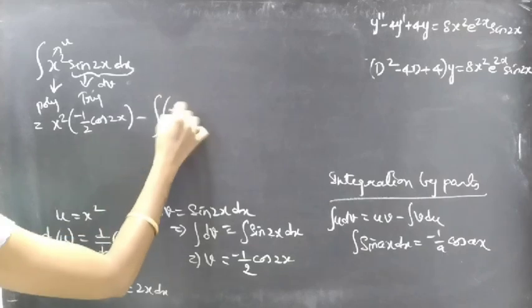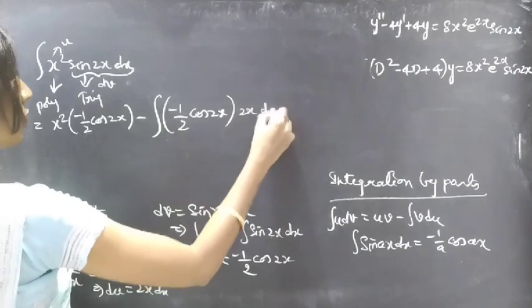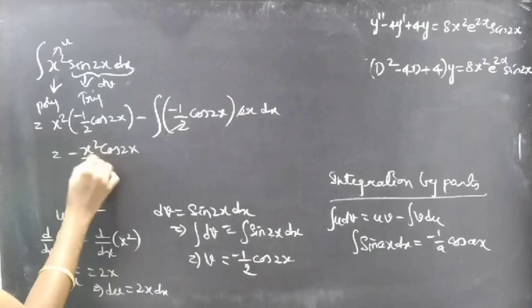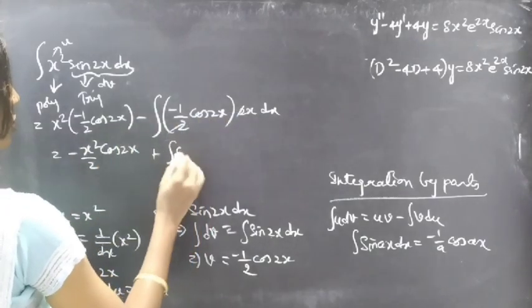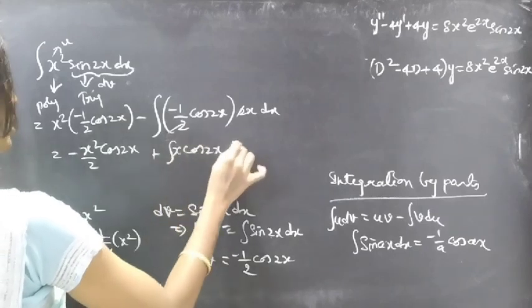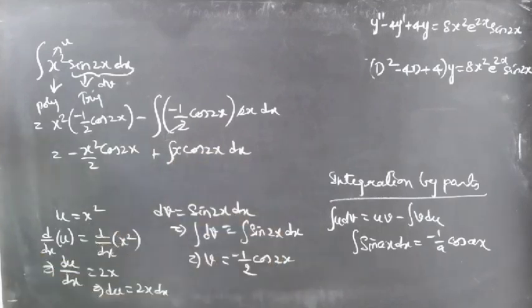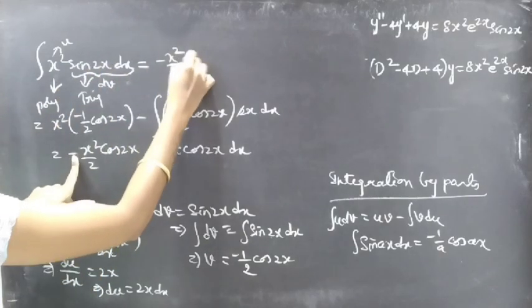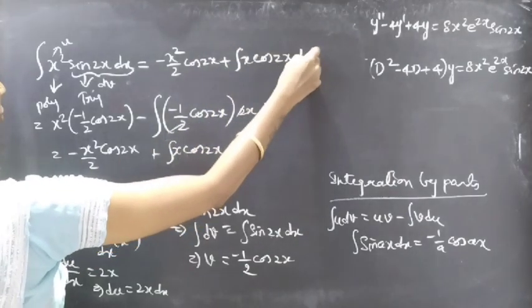Now apply the formula, we'll get integral u dv equal to u into v minus integral v du, 2x dx. 2 gets cancelled and we'll get minus x square cos 2x by 2 minus into minus plus integral x cos 2x dx, right? Now let's find integral x cos 2x dx. We got integral x square sine 2x dx is equal to minus x square by 2 cos 2x plus integral x cos 2x dx, right?